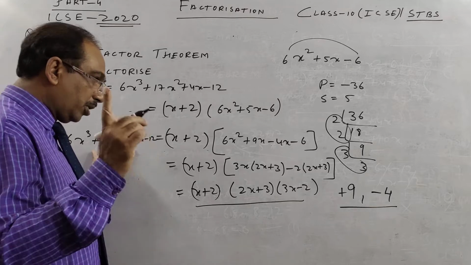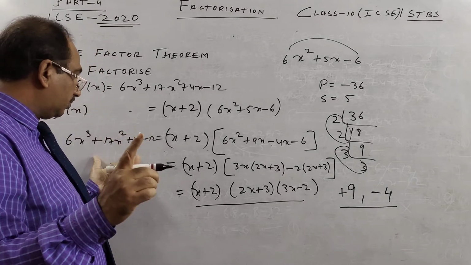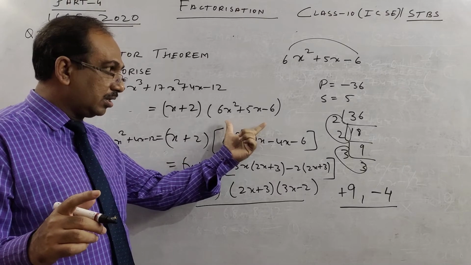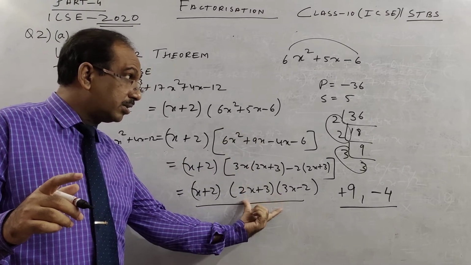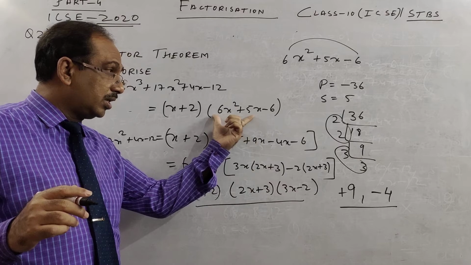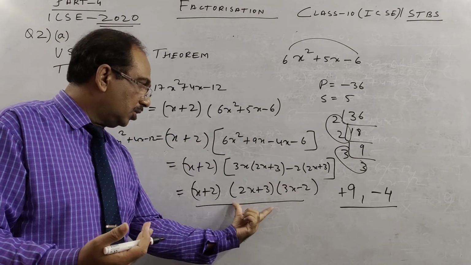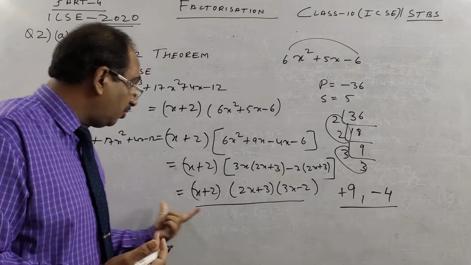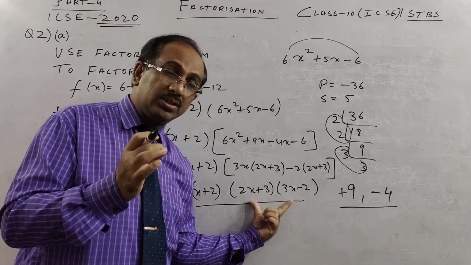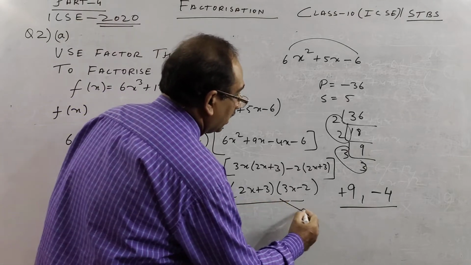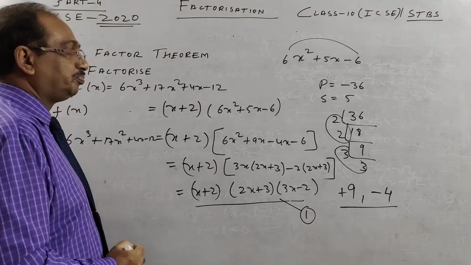Very important thing, children, before I go to the other question: this cubic equation has one factor and a quadratic. The quadratic you break into 2 factors. This is a quadratic expression, because when you make it equal to 0, then it is an equation. So the final mark you will get not for writing this 2. Once more I am stressing, all 3 should be there, then you will get your final mark in the exam.